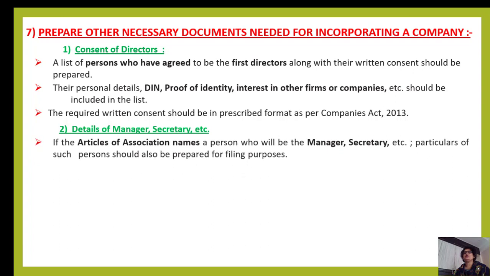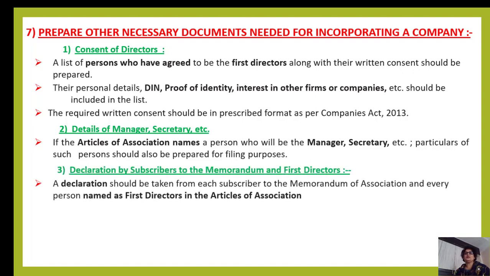So whoever has been appointed as a manager or secretary, whose name is written down in the articles of association, that person also gives the particulars, which should also be prepared for filing purposes. So directors, manager and secretary also fill the form, giving all the information in the prescribed format of Companies Act 2013, and also give the declaration. A declaration should be taken from the subscriber. Subscriber means the one who has signed the memorandum of association.